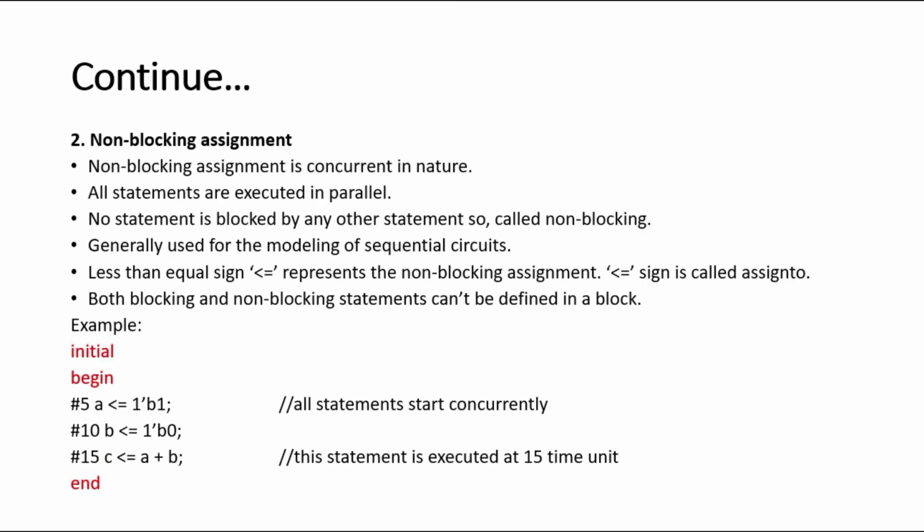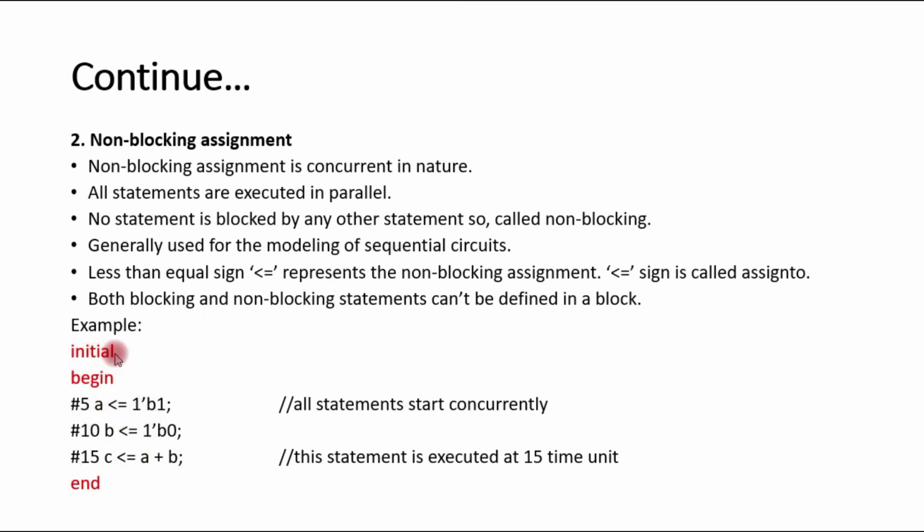In non-blocking assignment, no statement is blocked by another statement. All statements are executed concurrently. This property may be used for designing sequential circuits where current outputs depend on current inputs as well as on previous outputs. Less than equal to, that is commonly called assign to, sign is used for non-blocking assignment. For a good design, designers generally avoid both assignments in a block. The example using non-blocking assignment is provided here.